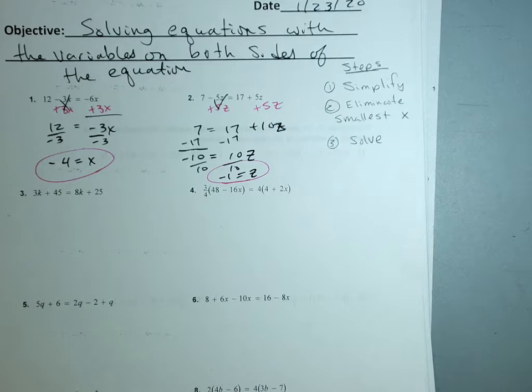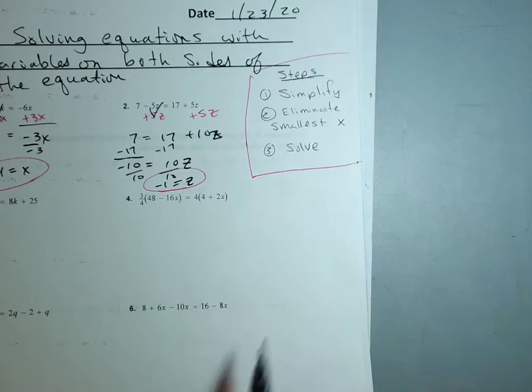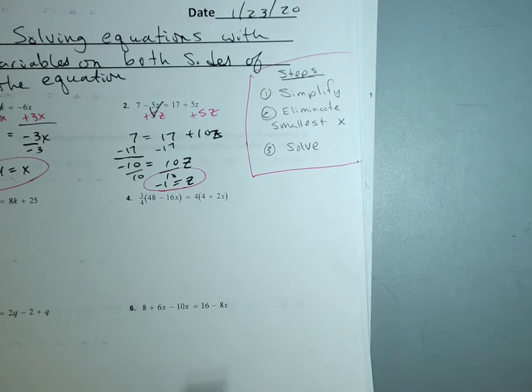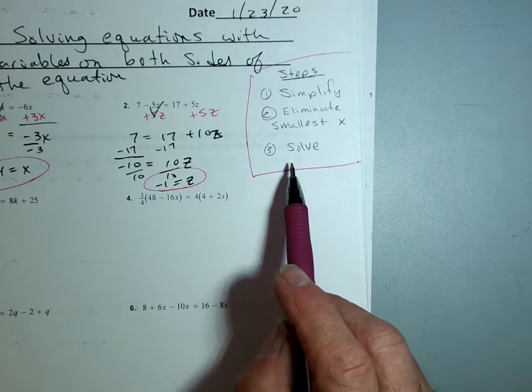Thumbs up? So if I had a quiz tomorrow, which we will, you guys will be okay on this, right? Okay, now let's see what I have. Steps. Step 1, simplify. When I say simplify, that means tidy it up. If there's any tidying up to do on one side or the other, I'm going to do that first. Then step 2 is eliminate the smallest x most of the time. And then step 3 is just to solve.